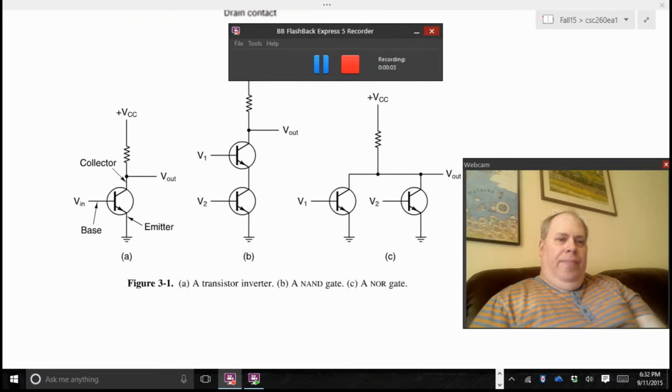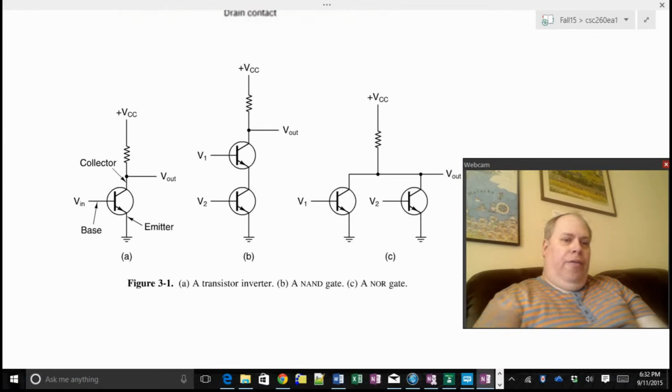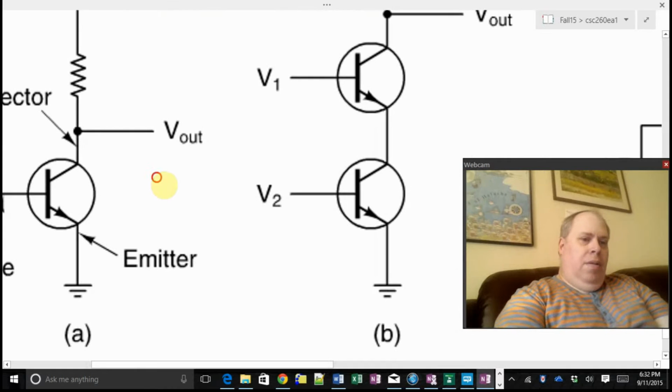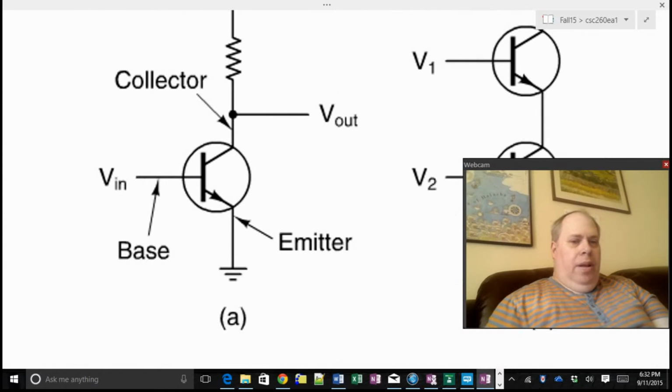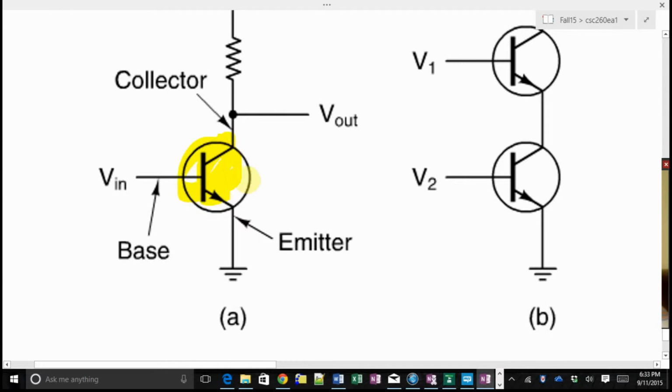Hi guys, I'm here right now to talk to you about how we use gates to implement logic. So first, what I want to do is focus in on this symbol. This is the electrical engineering symbol for a transistor, right over here.